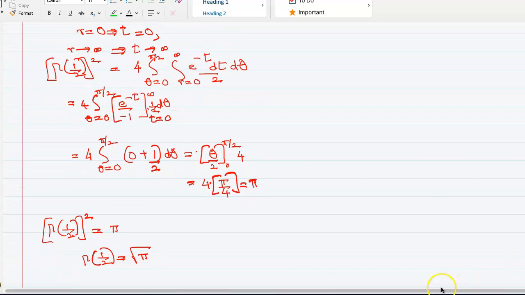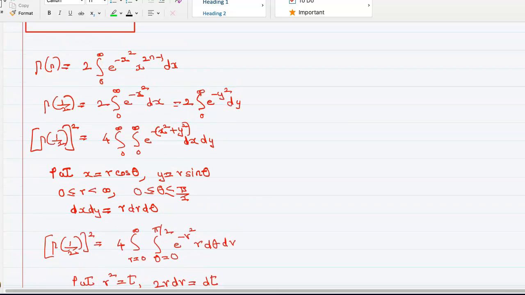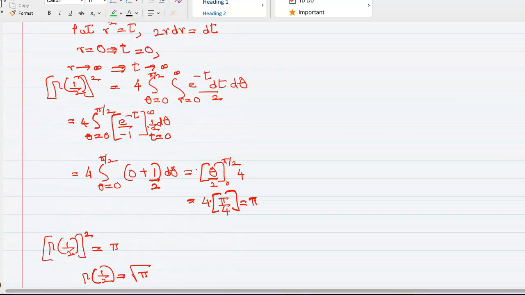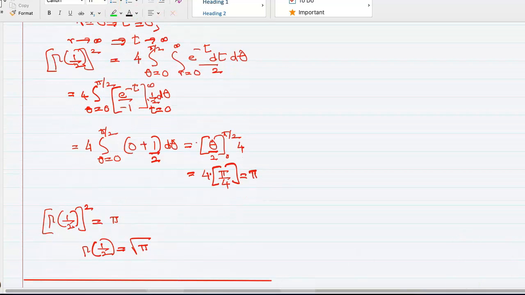So gamma half the whole squared is pi, or gamma half is root pi. So gamma half is actually root pi, not n factorial. Please make the correction. Gamma half is root pi. So that is what we have proved. We have shown that gamma half equal to root pi.